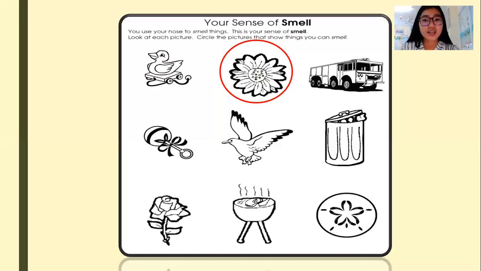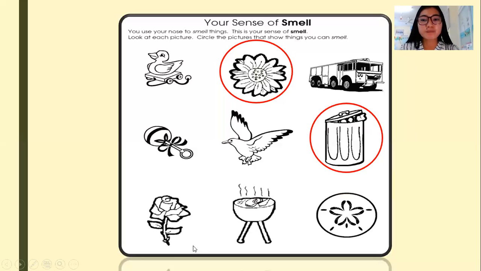Okay, so in the second row, let's try. This is like a bell, this is a bird, and this is garbage. So which of the pictures from the second row are you going to use your nose for? Okay, so the picture that you use your nose to smell is the garbage.